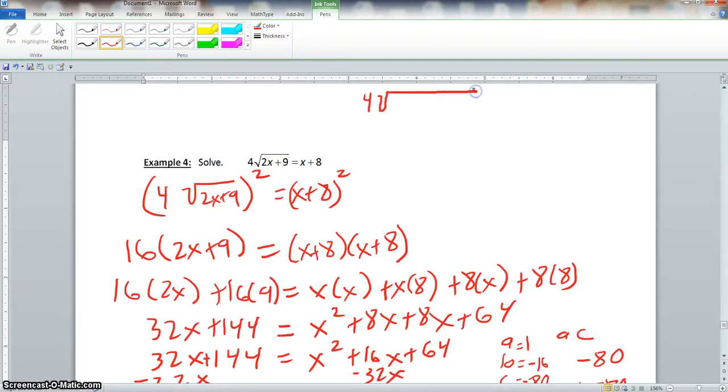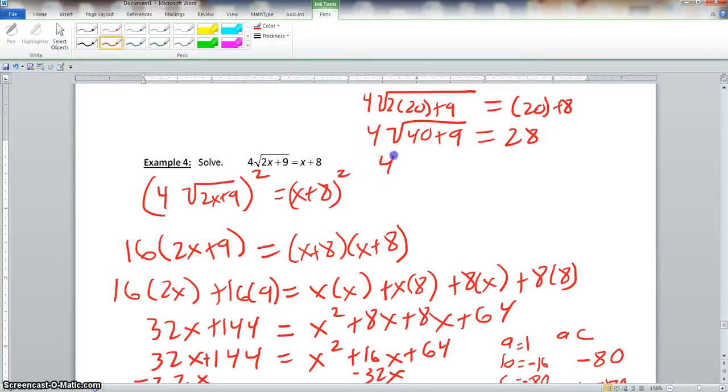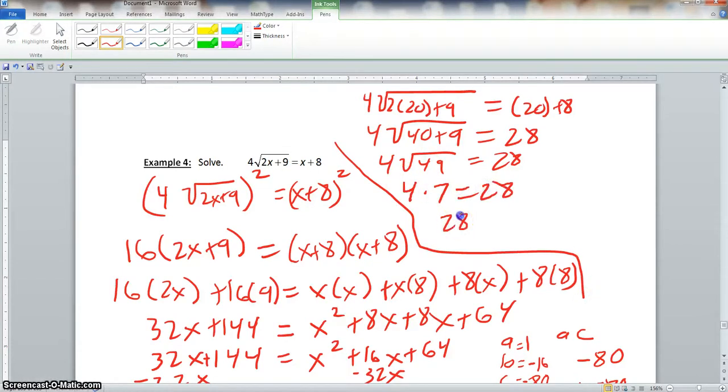So we have 4 times the square root of 2 times 20 plus 9 is equal to 20 plus 8. So we have 4, and under the square root, 2 times 20 is 40, plus 9, is equal to 28. Now we have 4 times the square root of 49 equals 28. We know the square root of 49 is 7, so it'd be 4 times 7 is 28. 28 equals 28. So we know 20 works.